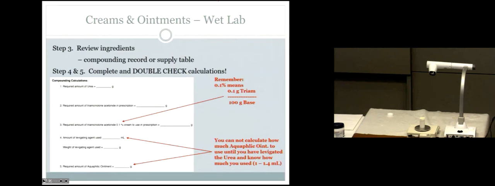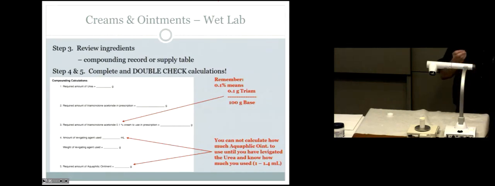All right? So the other thing I got to tell you, since you are going to be levigating this, you're going to have to figure out how much urea you are going to use. Do you know how much to levigate it with? We already kind of said it's probably going to be glycerin since it's water compatible. Do you know the volume of glycerin to use to levigate it? No. So what are you going to have to do? You're going to have to figure out how much urea you need.